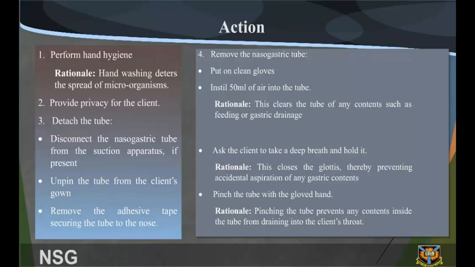Remove the nasogastric tube. Put on clean gloves. Instill 50 ml of air into the tube. This clears the tube of any content such as feeding or gastric drainage.